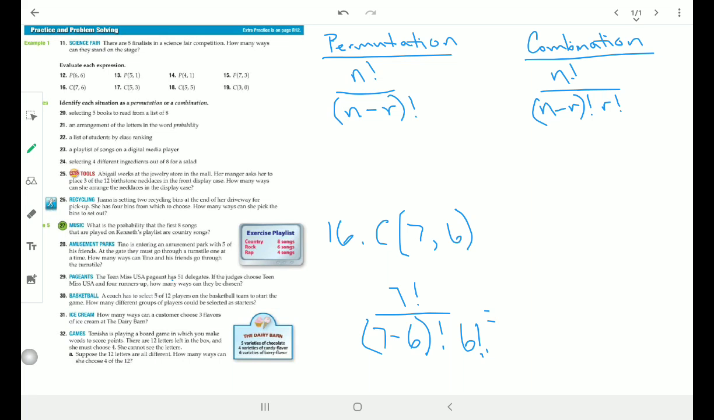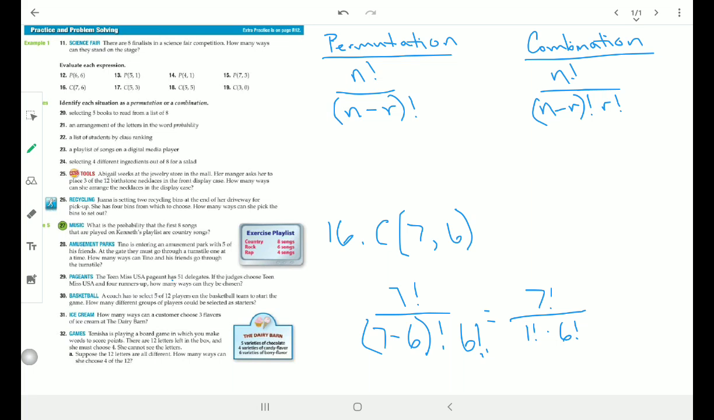So that's going to be 7 minus 6, which is just 1 factorial, and 1 factorial is also just 1, so I really don't even need that there, but I'm going to keep it for now, times 6 factorial, and 7 factorial stays on top. Now, you can go through and multiply all of this out if you wanted to. You could do 7 times 6 times 5 times 4 times 3 times 2, and then divide it by whatever 6 times 5 times 4 times 3 times 2 is.